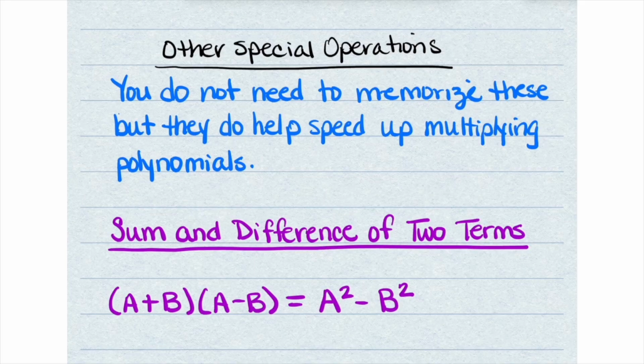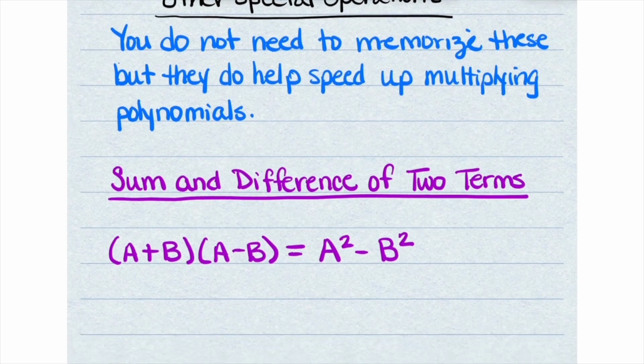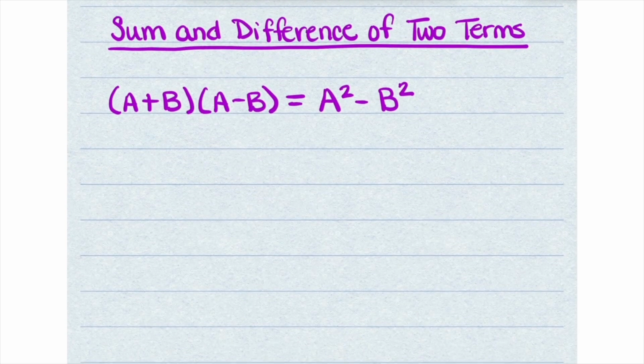These special products will help you when you're doing multiplication. Now, you do not need to memorize these, because like I said, the distributive property will always work, but they will save you a lot of time. Just like the FOIL method, if you don't have it memorized, distributive property until you do. So the first one is called a sum and difference of two terms.